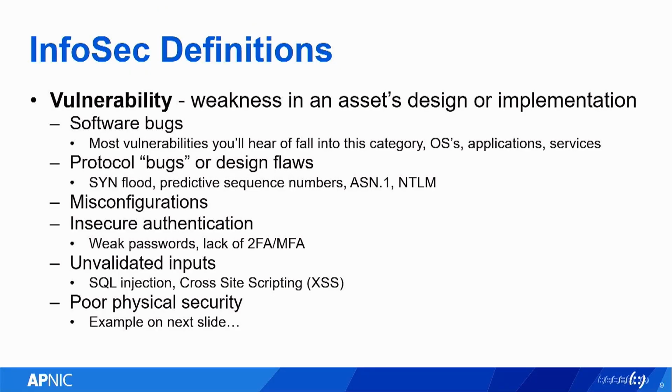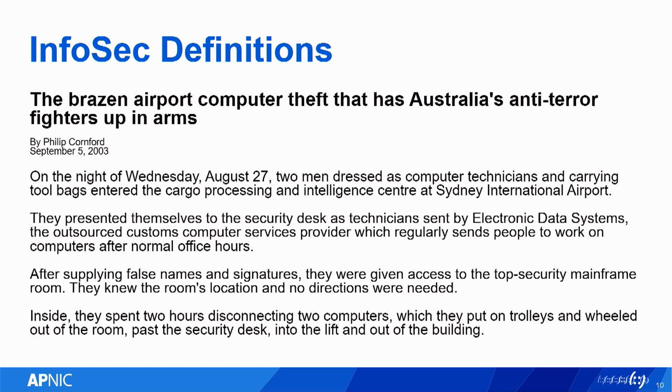Now, when it comes to vulnerabilities, I've been talking a little bit about physical security as well. Poor physical security is a vulnerability as well. And I have an example here. This is a great little example. It is from 21 years ago, but this type of thing can happen today. This is also from an Australian-based news report. So I'm not picking on any other country in the world. I'm just talking about my own country.